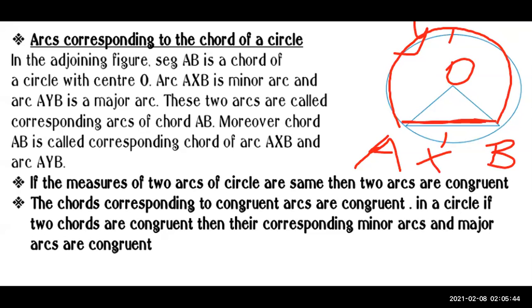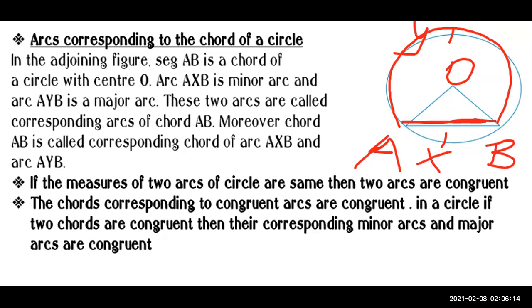Now we can see the next point. If the measures of two arcs of a circle are the same, then the two arcs are congruent. Next, the chords corresponding to congruent arcs are congruent. Whatever chords correspond to congruent arcs, they are also congruent.